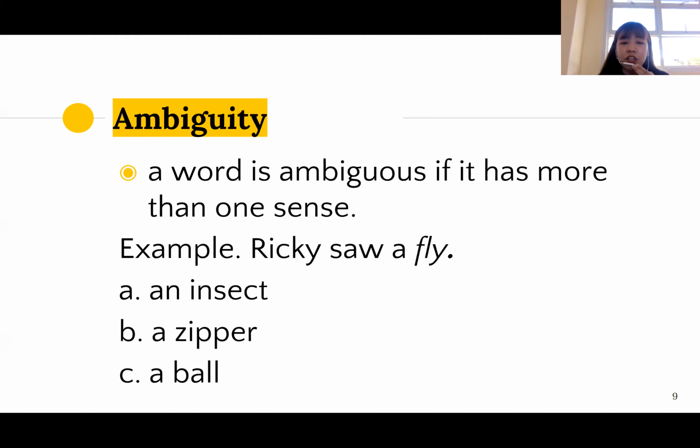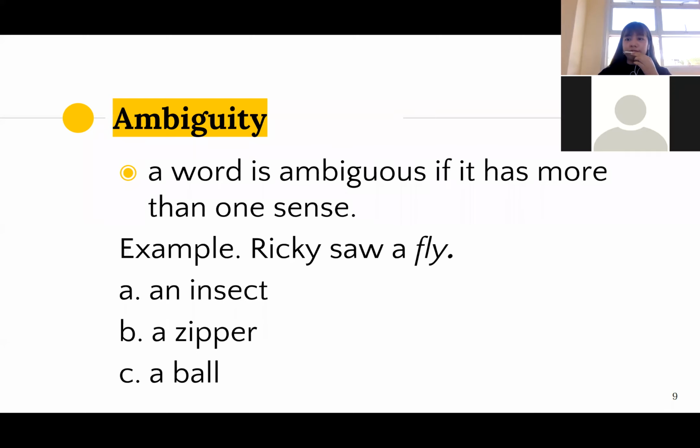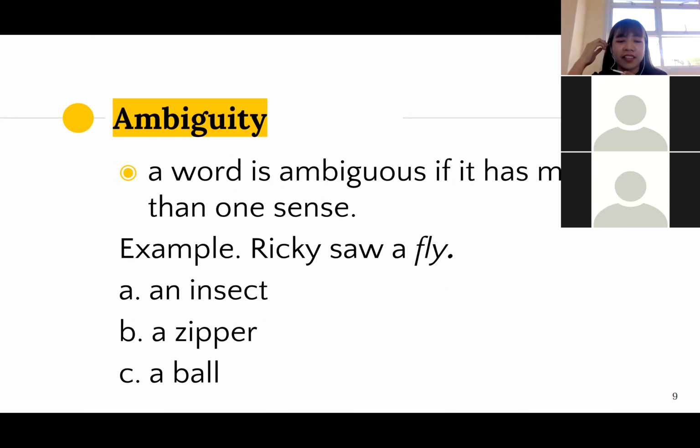What is the definition that we are referring to in the sentence Ricky saw a fly? What do you think? Does it refer to letter A, an insect, B, a zipper, or C, a ball? An insect, letter A, ma'am. Is A the answer of Ma'am April and Ma'am Sheila? Yes, miss. Yes po, ma'am. Thank you for your response. So they answered letter A for fly. That is correct, but letter B and letter C are correct options as well.